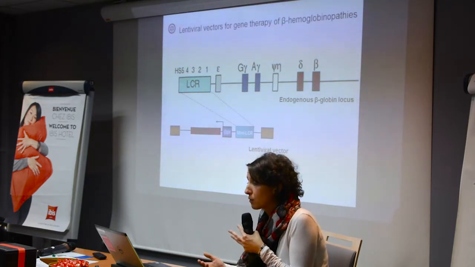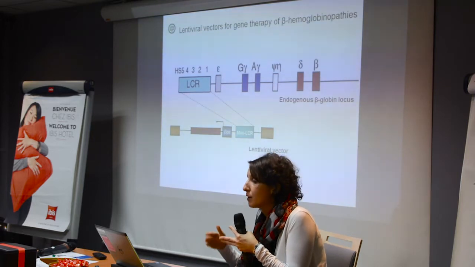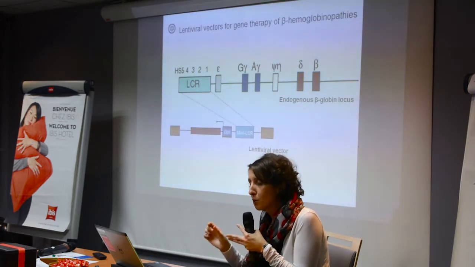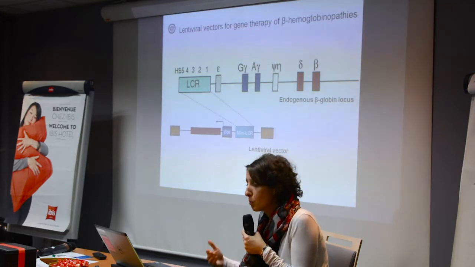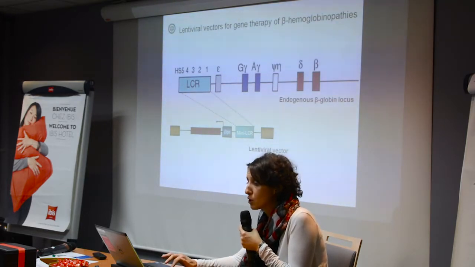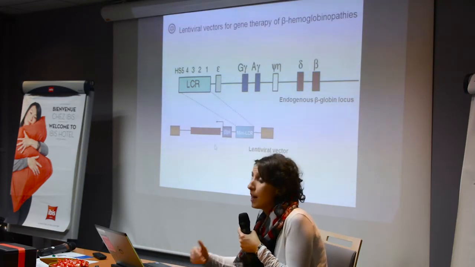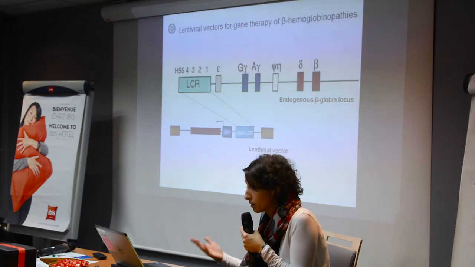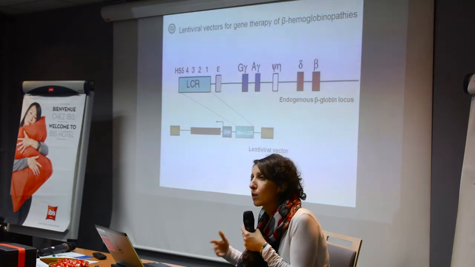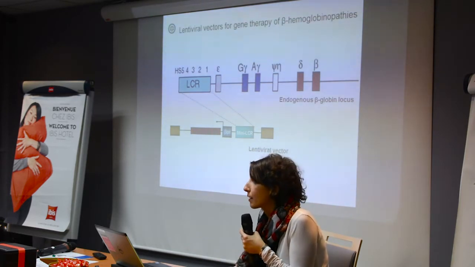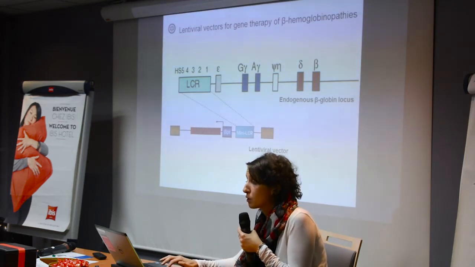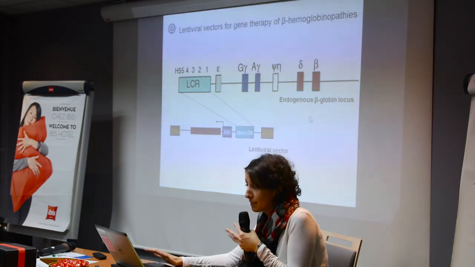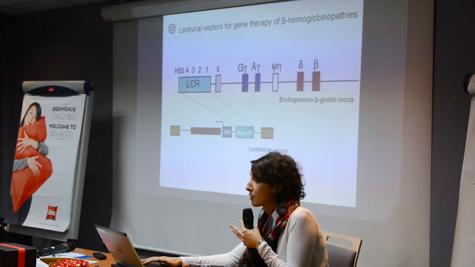So we did a lot of studies in order to define a mini LCR, so a short region which is able to increase the activity of the beta globin gene in patient cells. In this way we try to get beta globin expression levels which are as close as possible to the endogenous beta globin level. But this is not always an easy task actually.